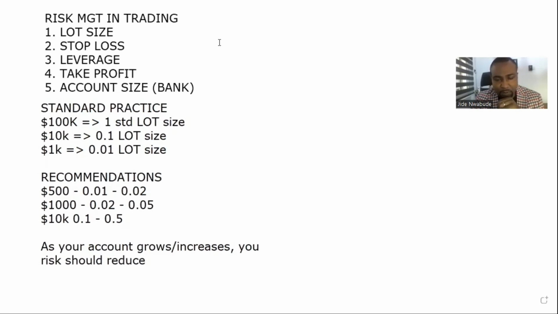Now here's stop loss. For stop loss, here is how I usually recommend for stop loss.